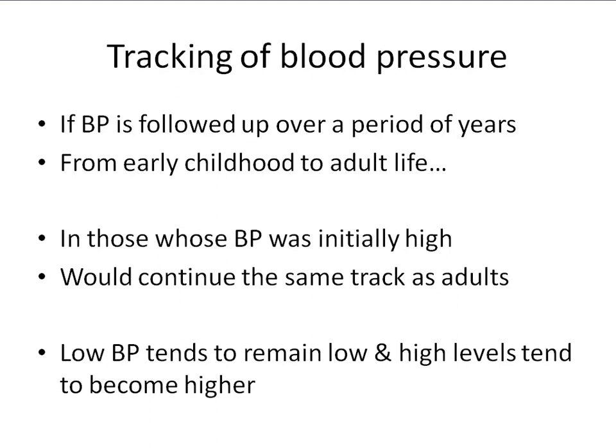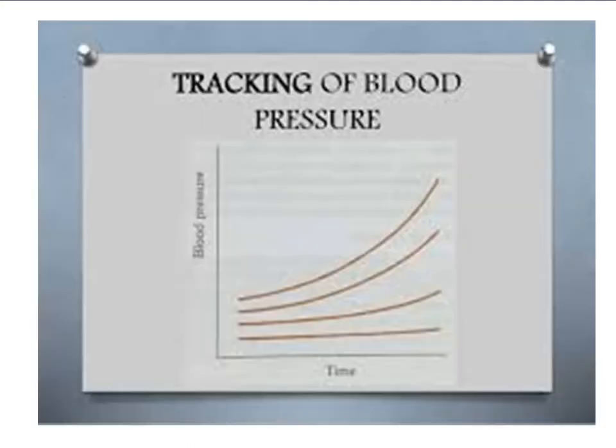If you see this image, the first thing is age, from early childhood progressing to adulthood. When the BP of a very young child is low, it goes along in a straight line. If it is slightly higher, it goes slightly higher. But if you see the fourth line on top, if the BP is higher in childhood, it will be very, very high early in adult life. So these people become hypertensive early in life.